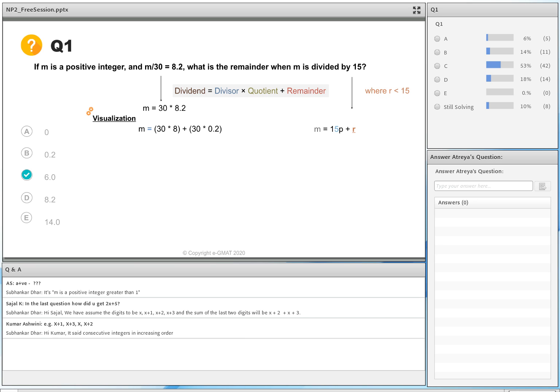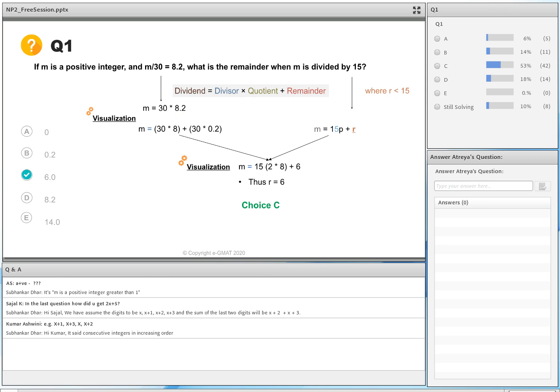If m is a positive integer and m divided by 30 is 8.2, so m is equal to 30 times 8.2. Now 8.2 can be divided into two parts: one is 8 and the other is 0.2. So m can be written as 30 times 8 plus 30 times 0.2, right? I need to find out what is the remainder when m is divided by 15. So I'll write m as 15p plus r, then try to equate these two equations, forming them in the same fashion so that I can get the value of r.